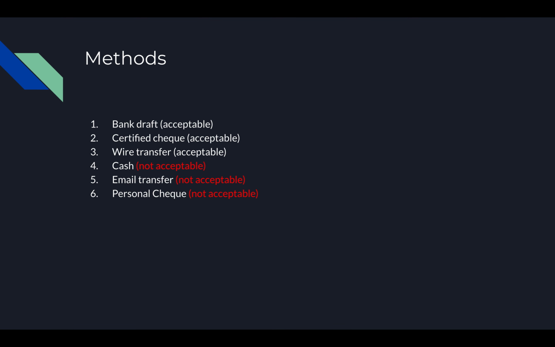Deposit. Here are a few ways of making a deposit. Number 1 is by bank draft. Number 2, certified check. Number 3, wire transfer. We do not take the following for deposit: cash, email transfer, and personal check.